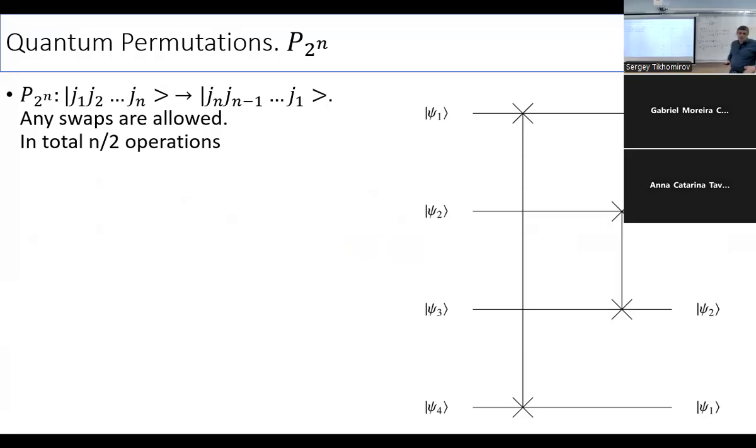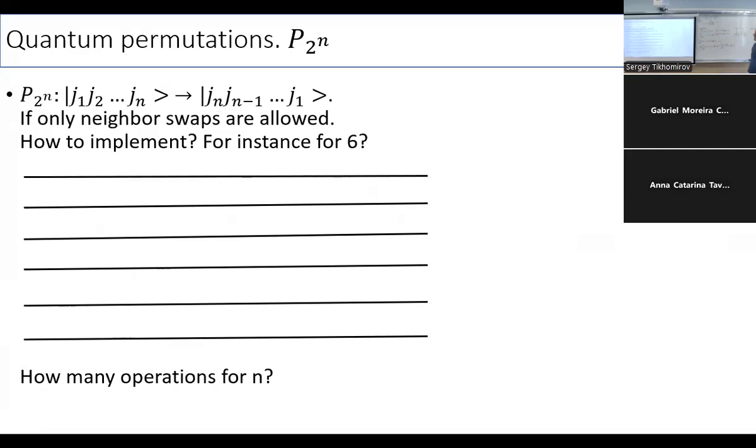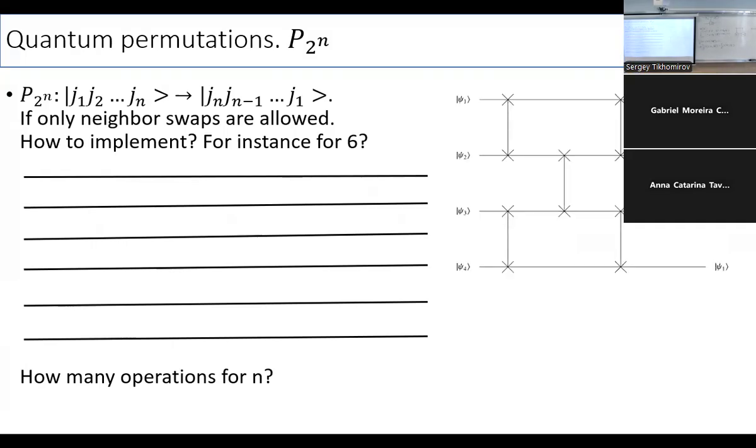But there is a connectivity graph underlying, so you cannot swap any two qubits with a single operation. You can swap only neighbors. And the connectivity graph is a complicated concept. Assume that the connected ones are neighbor bits. Then how would it look? Here I showed how it would look for 4 qubits.